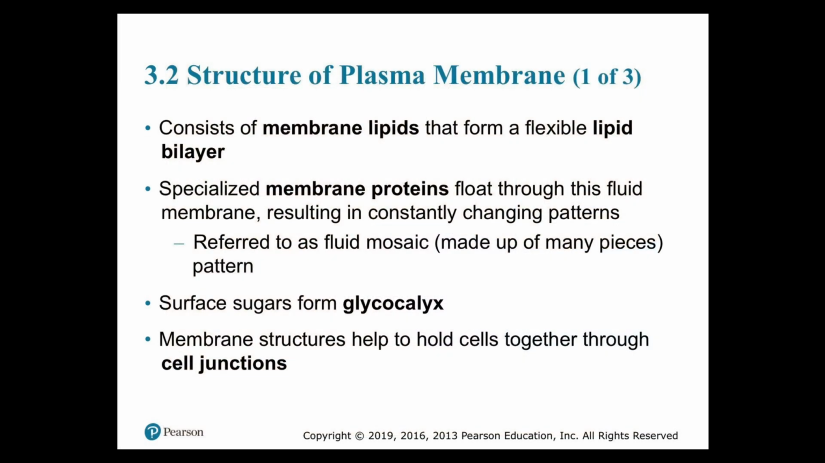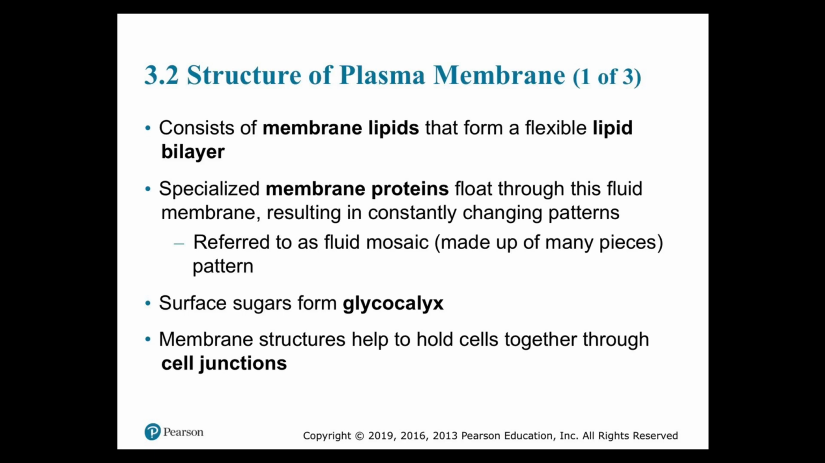Section 3.2, structure of plasma membrane. So the plasma membrane is made up of membrane lipids, mainly the phospholipids that we learned about in the previous chapter. And these will form a flexible lipid bilayer. Bilayer means that there are two layers of these phospholipids.